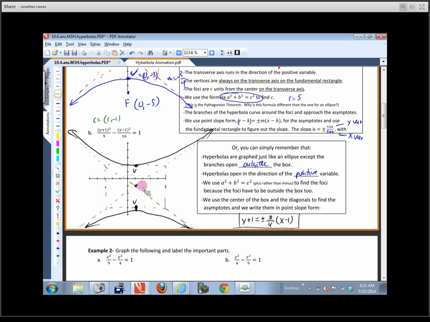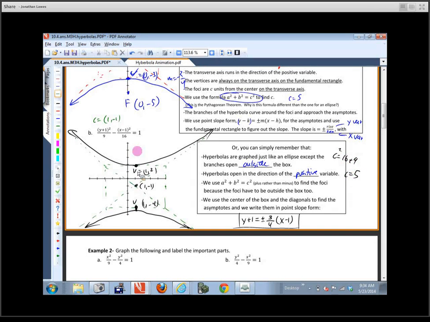So I've got a center of 1, -1. I've got a vertex of 1, 2, and another vertex of 1, -4. And then I need to know what C is. C is going to be, let's see, I add those together. So that's going to be 16 plus 9. So C is going to be 5 again.